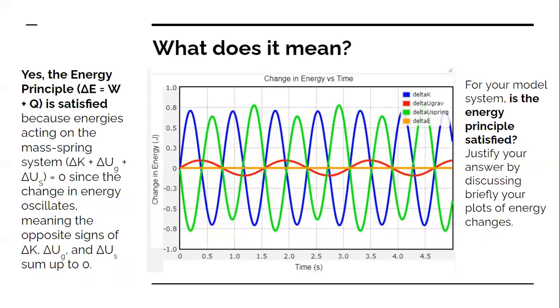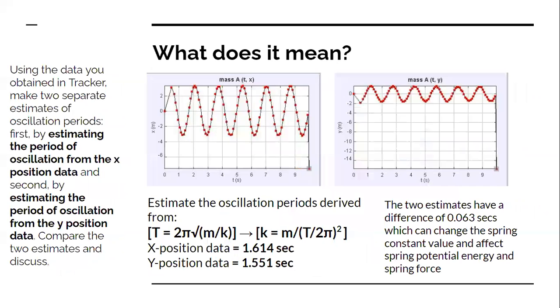So what does it mean? Throughout this lab, we apply the energy principle, but do we know that it's satisfied from this graph? The answer is yes. It is because the energy changes acting on the mass spring system sum to 0, because where they're oscillating, we also know that they are opposite in sign. And because these opposite signs are able to cancel out, this ends up summing to 0.